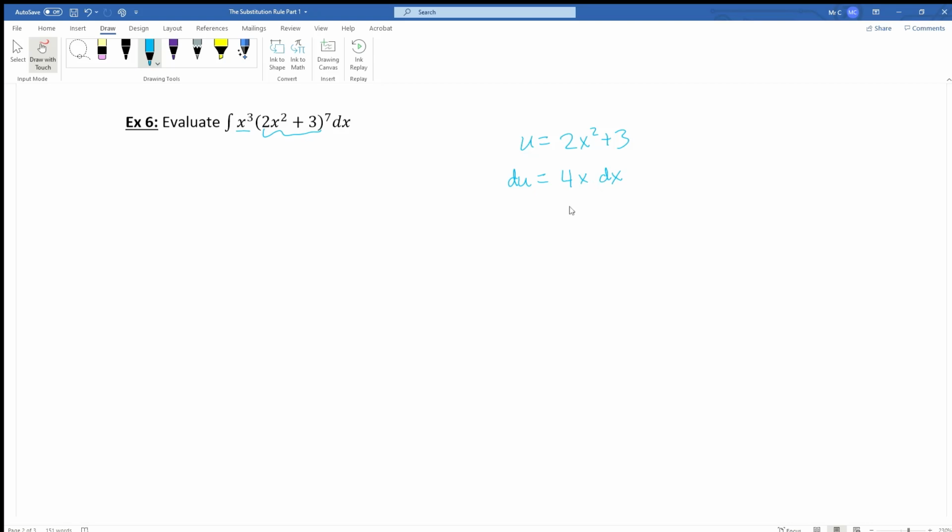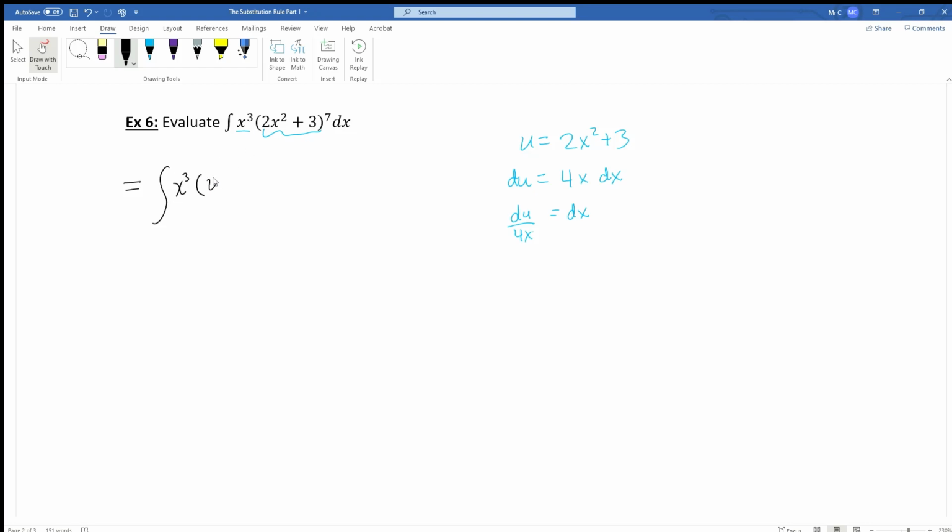So I'm going to just solve for dx this time and get that dx is du over 4x. And let's just see what we get left with. Remember, we can't integrate until we get rid of all of our x variables, but we might be able to at least see some other step that we can work through.